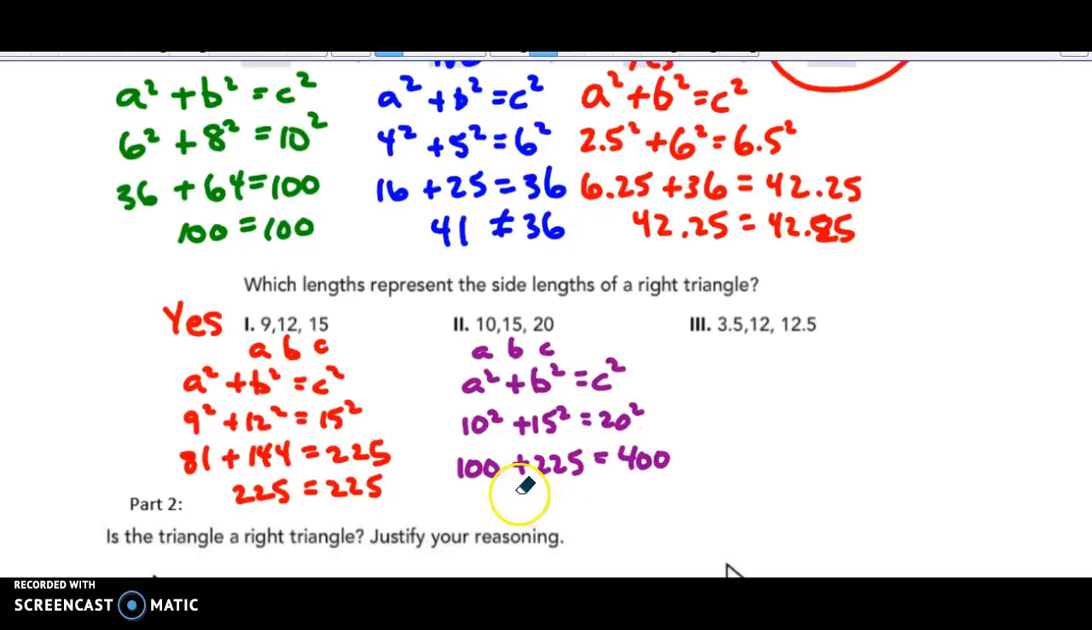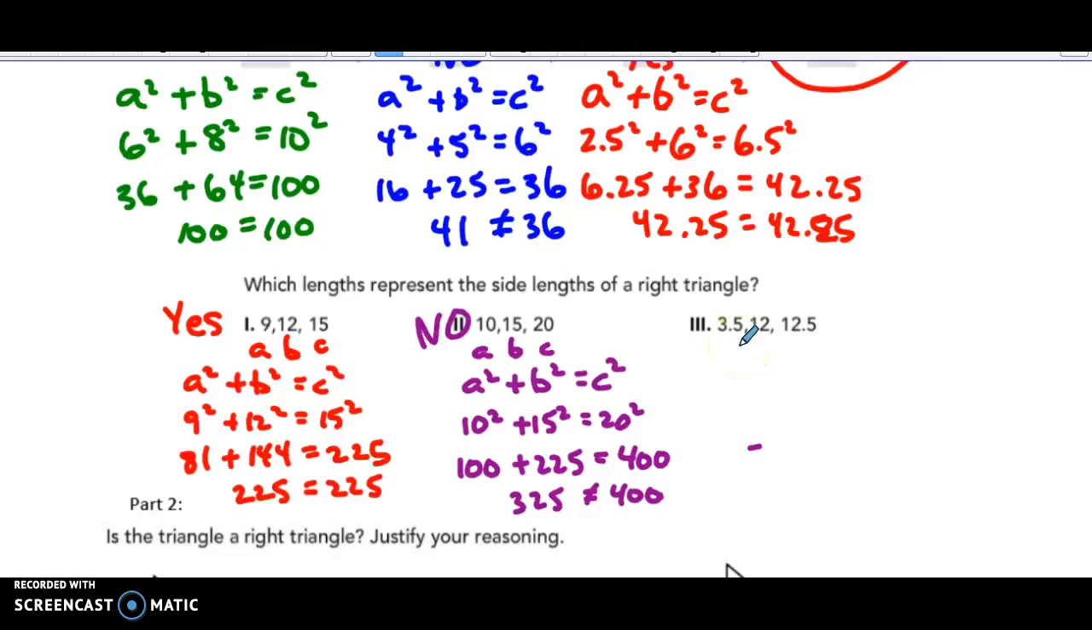And I can tell right off the bat this one is not going to work out so nicely because 325 does not equal 400. So we would say no, this is not a right triangle. And let's check this last one to be sure that we've got the hang of it.